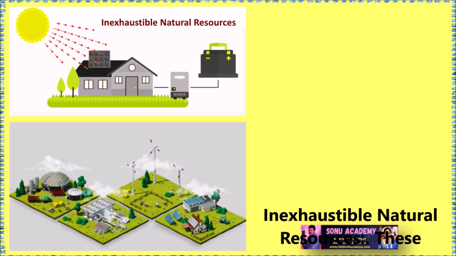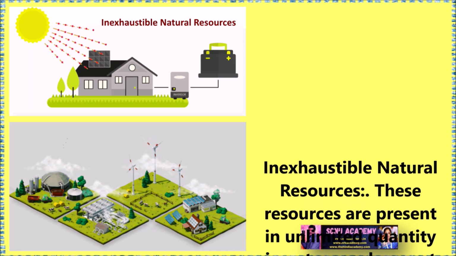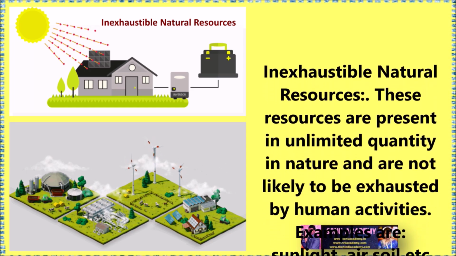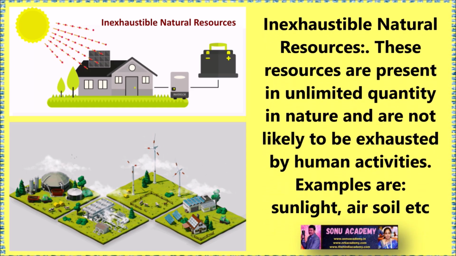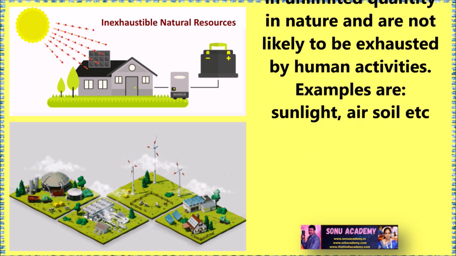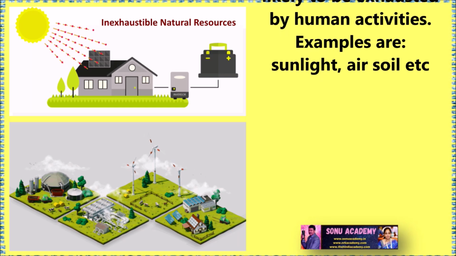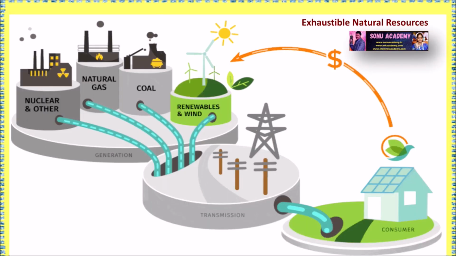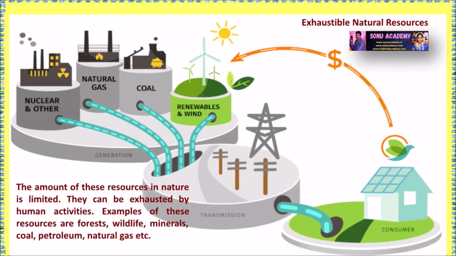Children, let us discuss types of natural resources. Inexhaustible natural resources are present in unlimited quantity in nature and are not likely to be exhausted by human activities. Examples are sunlight, air, soil, etc. Exhaustible natural resources are limited in amount in nature. They can be exhausted by human activities. Examples are forest, wildlife, minerals, coal, petroleum, natural gas, etc.